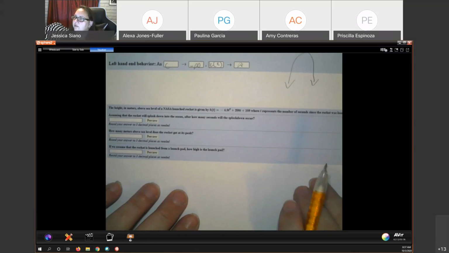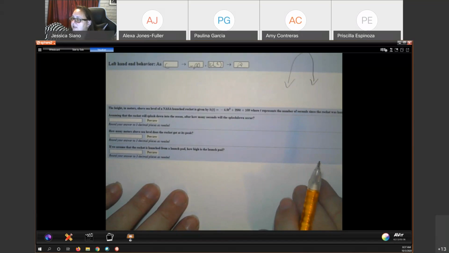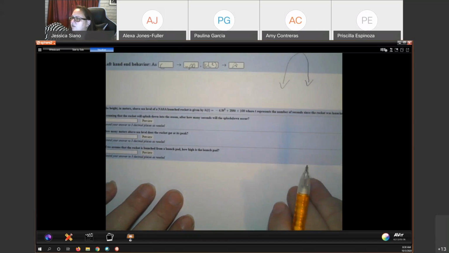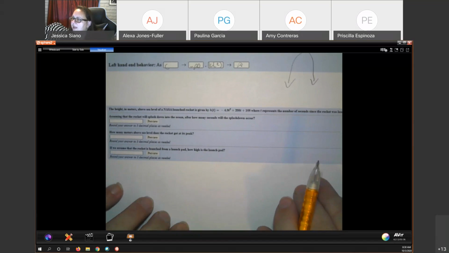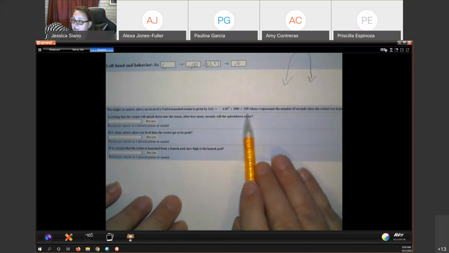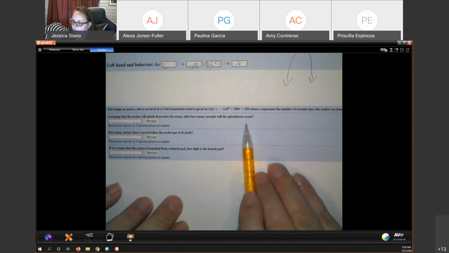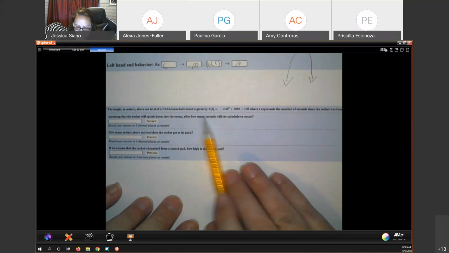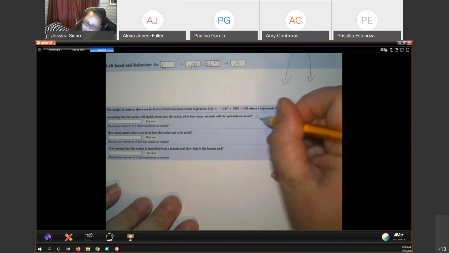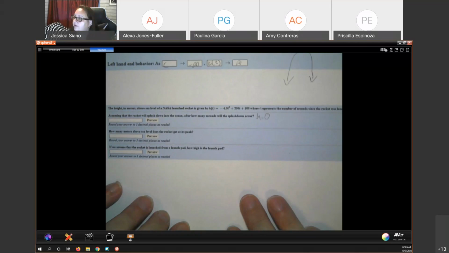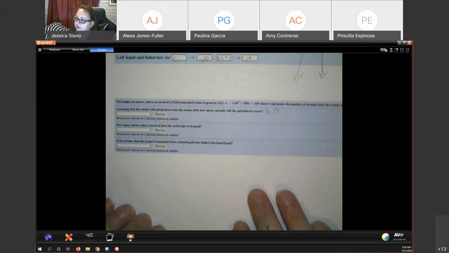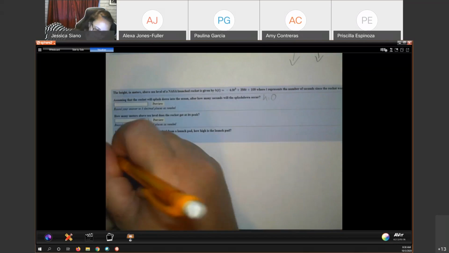All right. So the height in meters above sea level of a NASA launched rocket is h of t equals negative 49t squared plus 298t plus 108. How many seconds until it splashes down? So if this is its height, then splashdown would occur at a height of 0. So in order to figure out when splashdown will occur, I'm going to make the height 0.